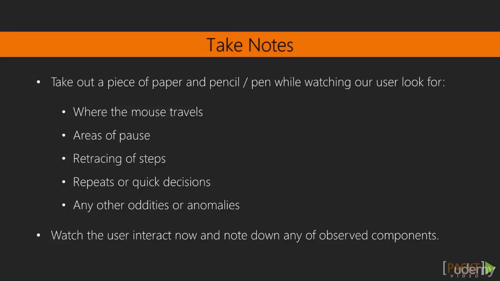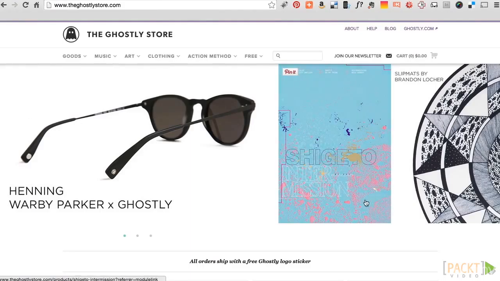Watch for areas of pause in the mouse or retracing of steps. Look for repeats and quick decisions. We will be watching a user's mouse only in the interactions with a website. So we are trying to address and uncover issues or problems with any interactions. Are you ready? Great. Let's start watching.